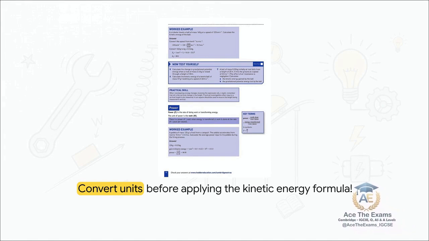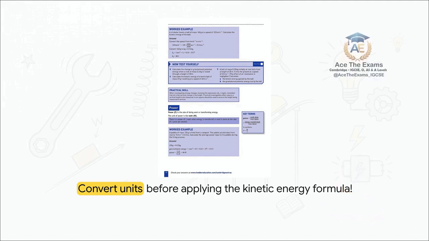Seriously, they'll try to trip you up. If a question says a cricketer bowls a 160-gram ball at 120 kilometers per hour, you cannot just plug those numbers in. You have to convert the mass to kilograms and the speed to meters per second first. Only then will you get the correct answer of 89 joules.